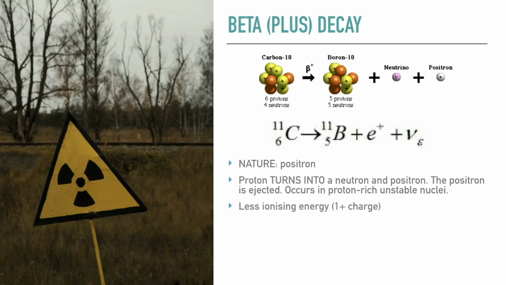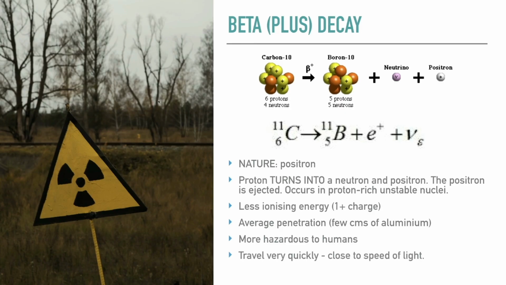Again, a beta plus decay has less ionizing charge. It's a 1 plus charge, so it's dangerous to us, but not as dangerous as alpha. It has an average penetration, so again, it can penetrate a few centimetres of aluminium. It's more hazardous to humans because it can penetrate our skin, and it travels very quickly, close to the speed of light, and it's governed by the weak nuclear force. So all of the properties of beta plus are exactly the same, except that it is the polar opposite in terms of how it's created.